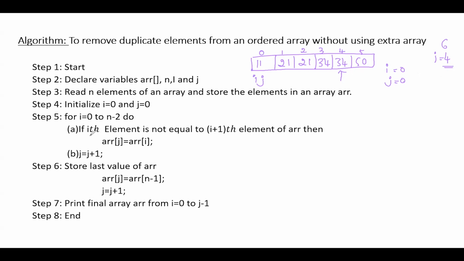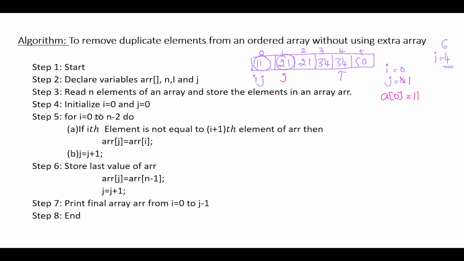All right. So the first condition is: if the ith element is not equal to the i plus 1th element. So i is here, that is 0, and i plus 1 is this one. Now I'm comparing this and this. Are they equal? In this case, they are not equal. If they are not equal, then array of j is equal to array of i. That is nothing but at array of j, which is array of 0, I am going to write the value of array of i, which is also 0. Hence, 11 is going to be there at array of j. And then what I'm going to do is increment the value of j is equal to j plus 1. So now the j value is going to get incremented. Hence, it is going to point here.